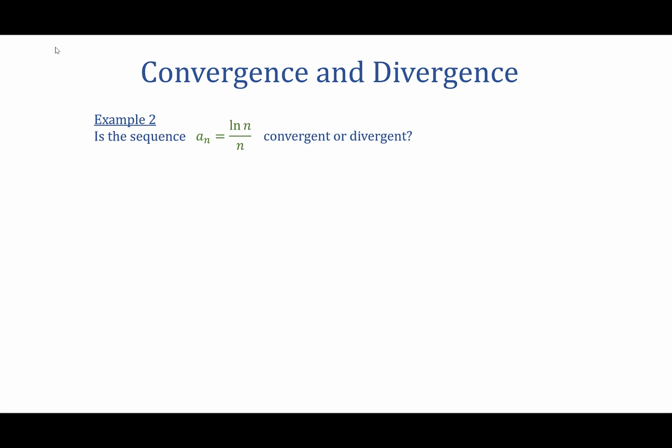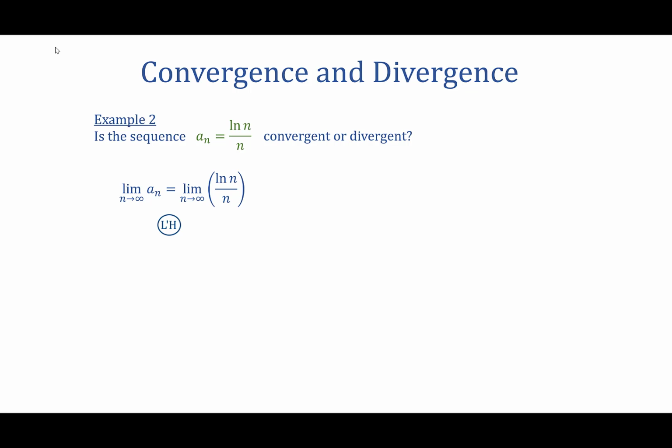Here's another example. We need to take the limit as n goes to infinity to see if this is convergent or divergent. So we're looking at a classic limit question now. If we plugged in infinity, we would get ln of infinity divided by infinity, which is infinity over infinity, and that is an indeterminate form.